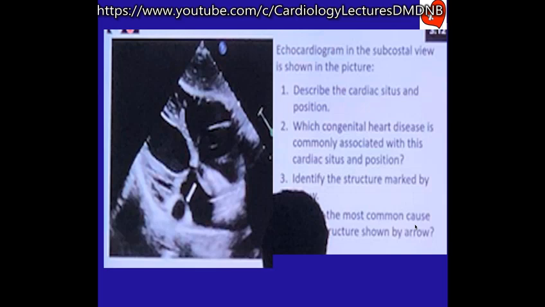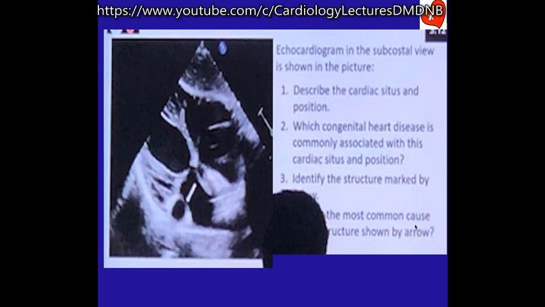In AV, okay, you're right. AV concordance, CCTGA is unlikely. You're absolutely right. I missed that. AV concordance means it's unlikely to be CCTGA. So if you have AV concordance with dextrocardia, then you do not have any complex heart disease. You may have simple heart diseases like ASD, VSD, PDA, and all those things, but complex heart disease is unlikely.